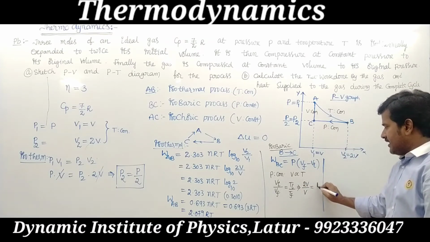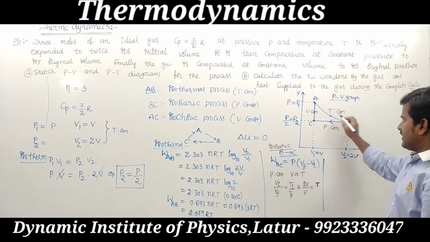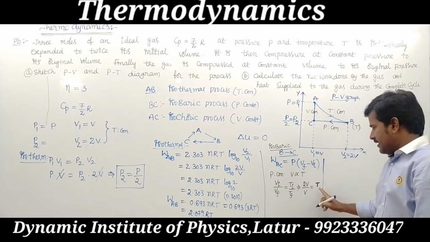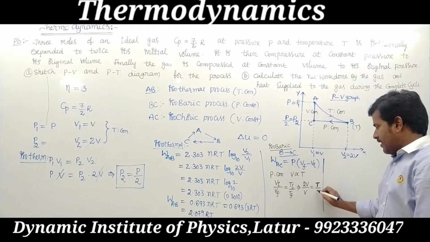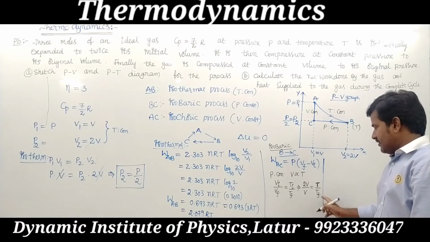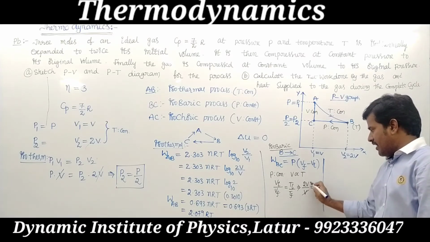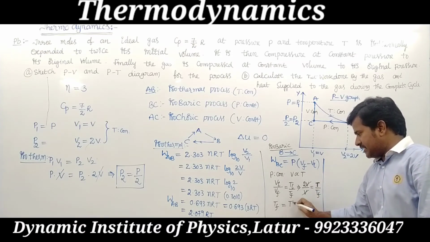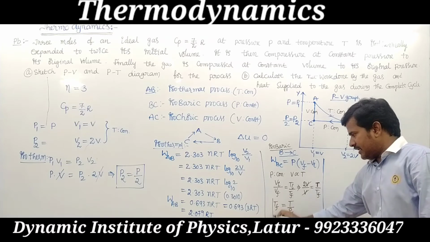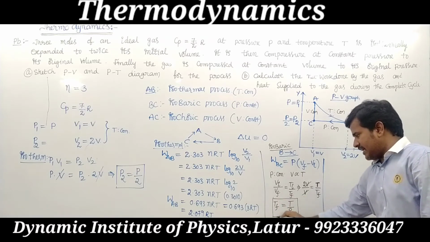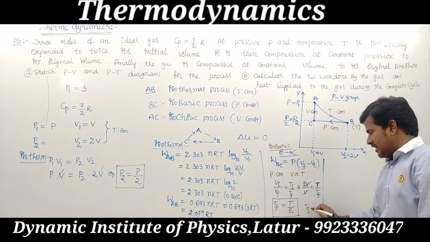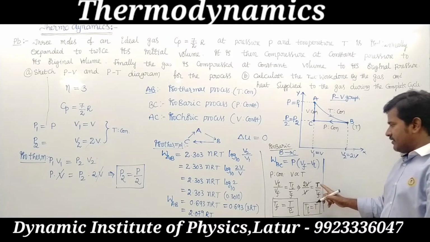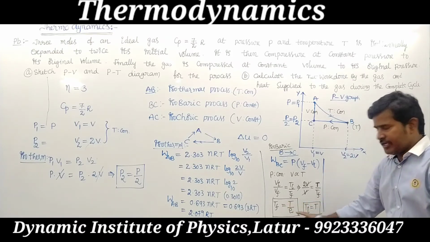Initially we consider the temperature is T. So T upon T final equals 2, which means T final is nothing but T upon 2. T initial is T, and T final becomes T by 2.